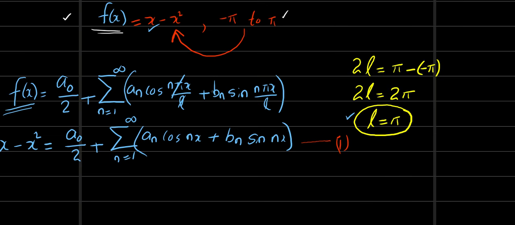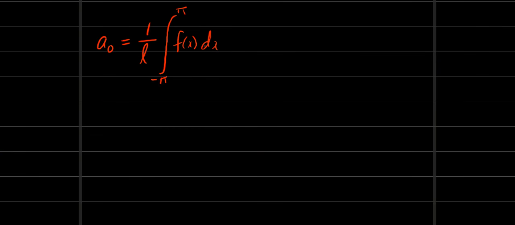So here we go, A naught. So do you still remember the formula for A naught? 1 by L integral given limits. Given limits means minus pi to pi. F of x dx. But what's the value of L? Isn't it L equal to pi? Okay. So we will substitute. So A naught is equal to 1 by pi integral minus pi to pi f of x, and that will be x minus x square dx.